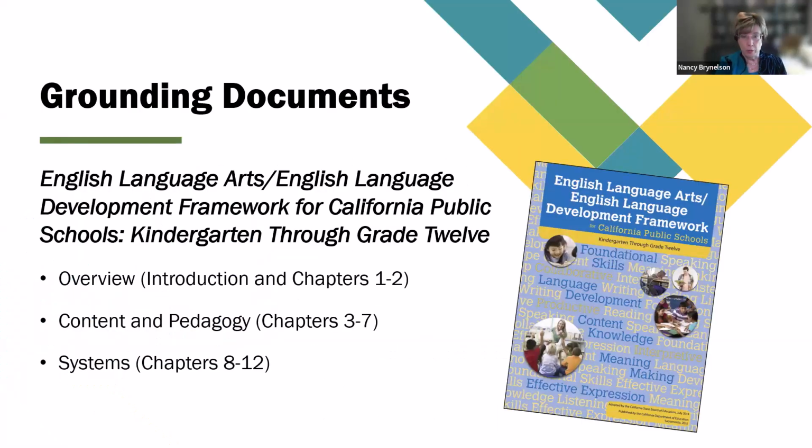The grounding document for all of this, for these 2 sets of standards, is the ELA-ELD framework for California Public Schools. It's a long document. I hesitate to tell you, but yes, it's more than 1,000 pages. But it is a reference document, really divided into 3 important sections: the introduction in chapters 1 through 2, a good overview, and then specific chapters for grade levels. So chapter 3 is TK through grade 1, all the way to chapter 7, which covers grades 9 through 12. And then our systems chapters. For example, chapter 8 is about assessment.